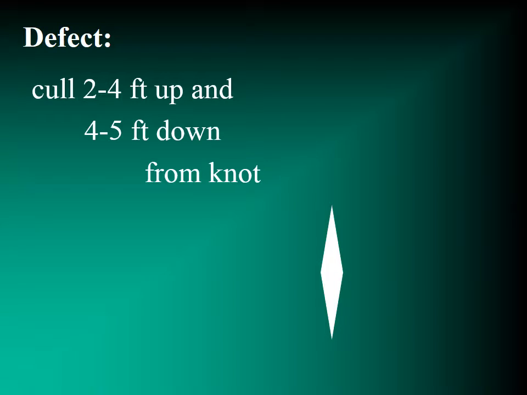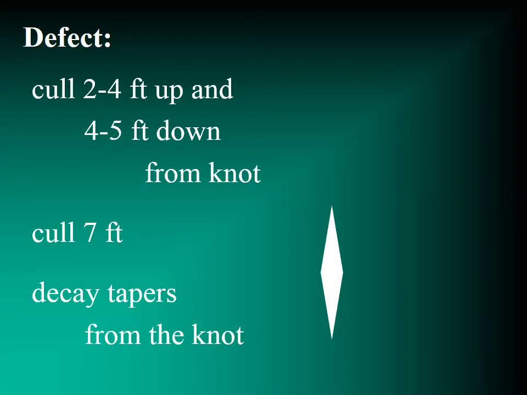The defect for this is about 7 feet total. It happens to go up less than it goes down, 2 to 4 up, 4 to 5 down. But the important thing is here we have about a 7-foot cull, and it is widest where you will see the conch or the defect on the tree, and then tapers away in a diamond shape.